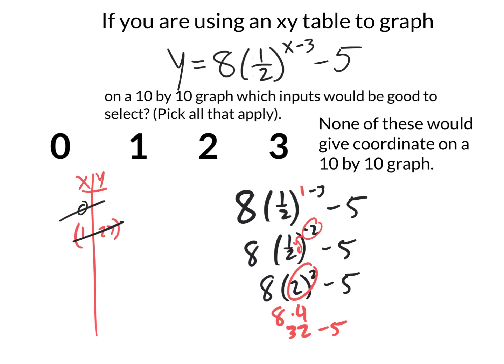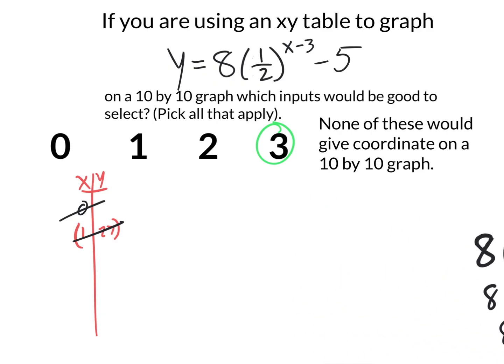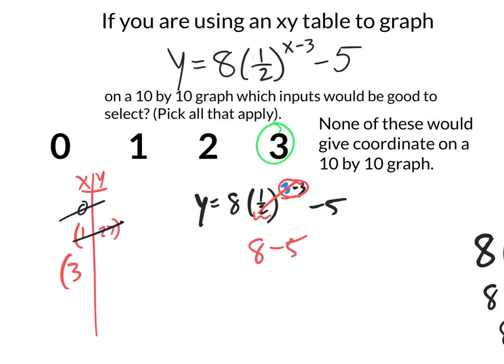And if you go through these, the only one that actually works that'll land on a 10 by 10 graph is the third option, 3. So if you did, let me get this out of the way. Let me show my work here. Y equals 8 to the 1/2 power. Plug in that 3. You have 3 minus 3, minus 5. Obviously, this becomes 0. Anything to the 0 power is 1, and 8 minus 5 is 3. So when I plug in a 3, I get out a 3. And that's the only one that actually lands on a 10 by 10 graph.